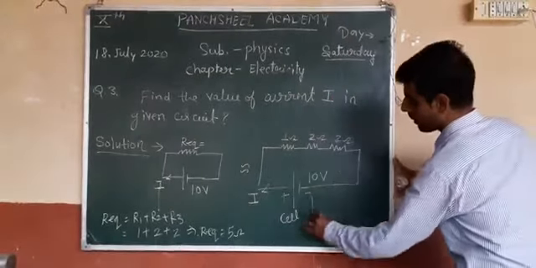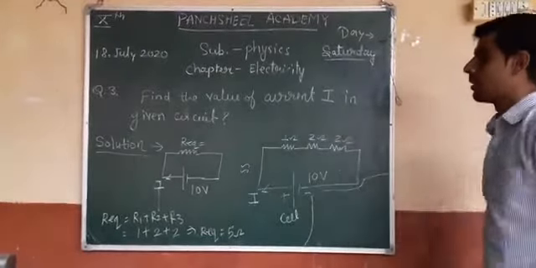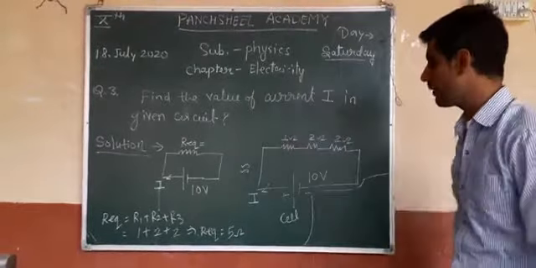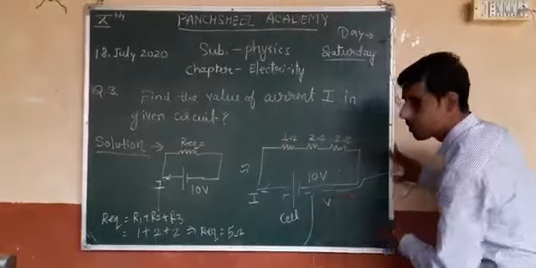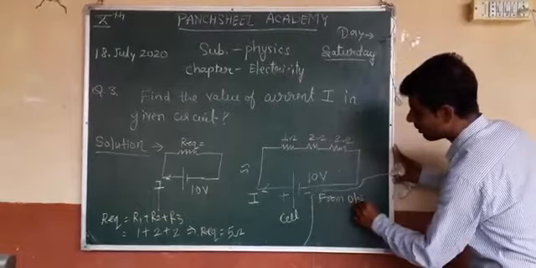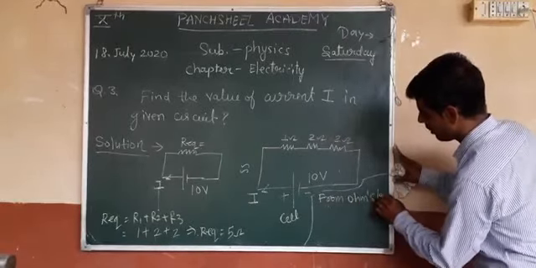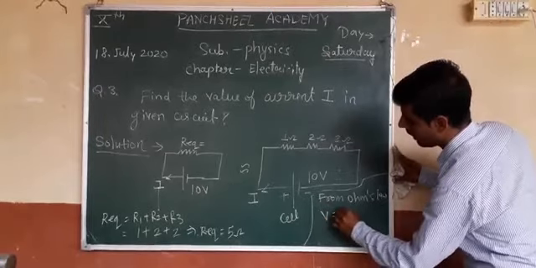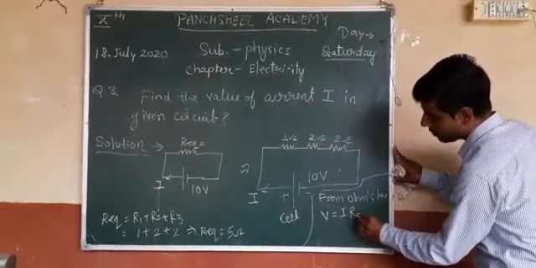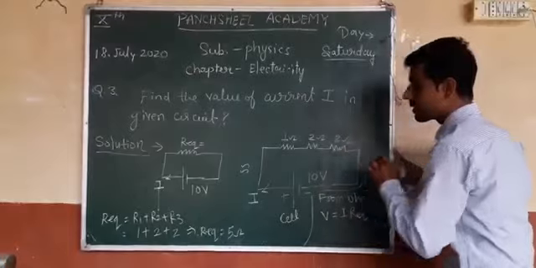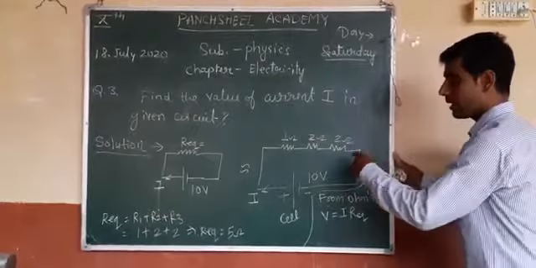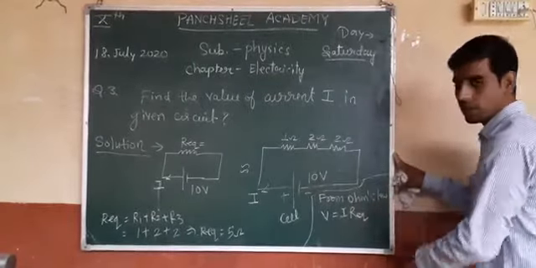Now we want to find the value of current I in the given circuit. So from Ohm's law, you know that V equal to IR. Okay, and here what is R? R is the equivalent resistance or total resistance, because these three resistances are connected in the circuit. If one resistance, then we take only R. If two resistances, then R equivalent. Three resistances, then also R equivalent.